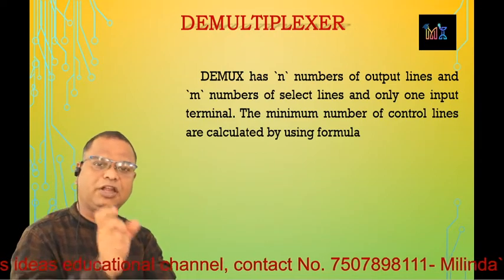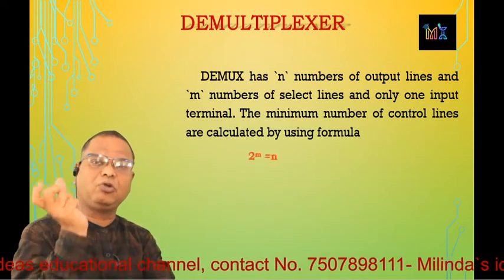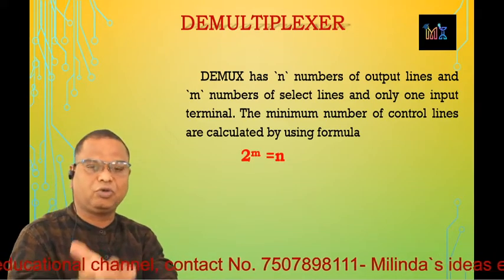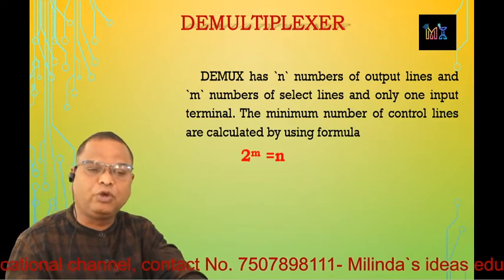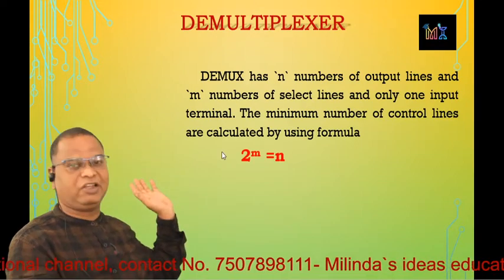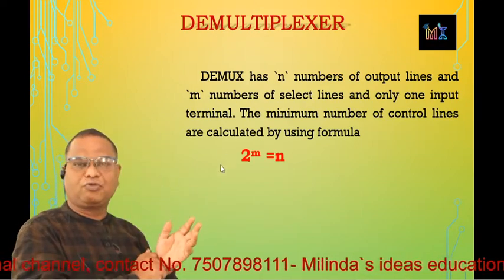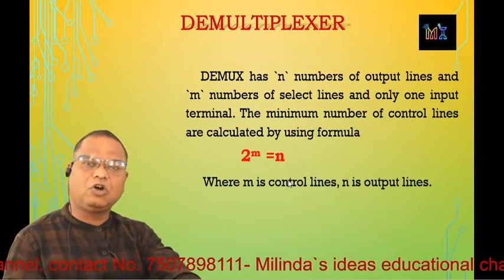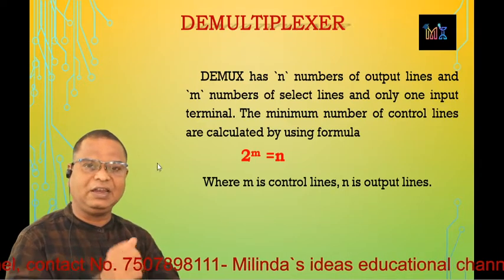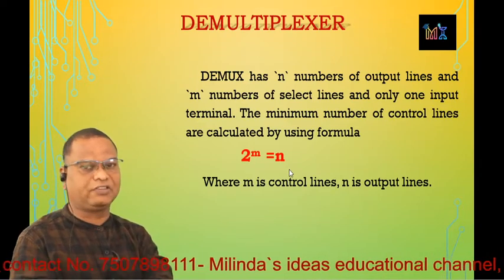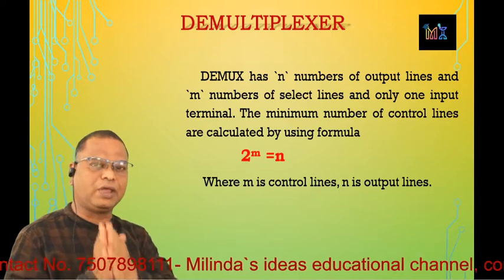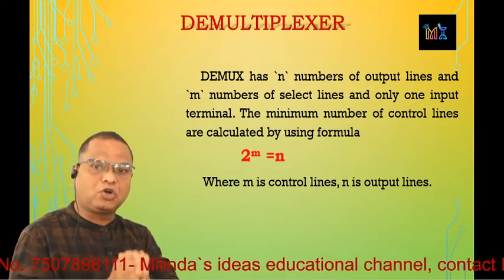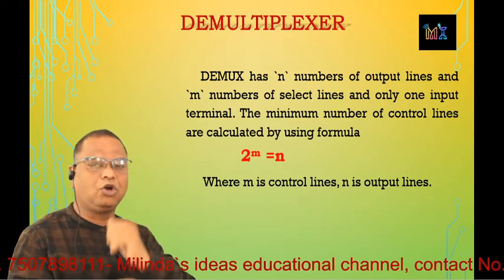The same formula that is used in a multiplexer is also used to find the number of control lines in a demultiplexer. So what is the formula? The formula is 2 raised to m is equal to n, where m is the number of control lines or select lines, and n is the number of output lines. The same formula, 2^m = n, is used to find the number of control lines required to select the output terminal.